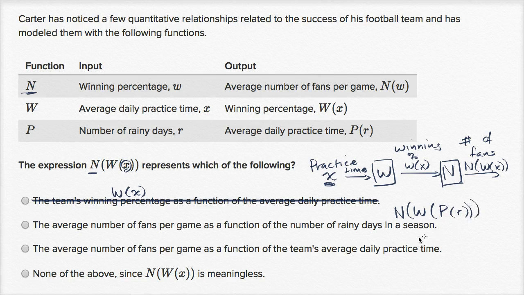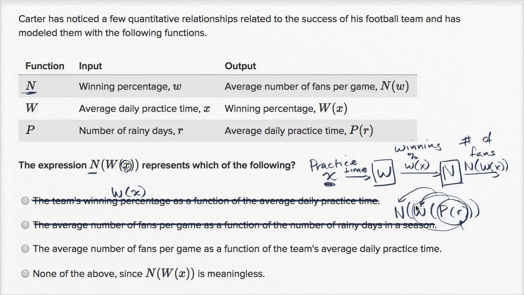So that would have been this choice, where you input the number of rainy days. From that, you're able to figure out practice time. And then you input practice time to figure out win percentage, and then you input win percentage to figure out the number of fans in the crowd. But that's not what we're doing here. We're just starting with daily practice time and getting to fans per game. So let me rule this one out.